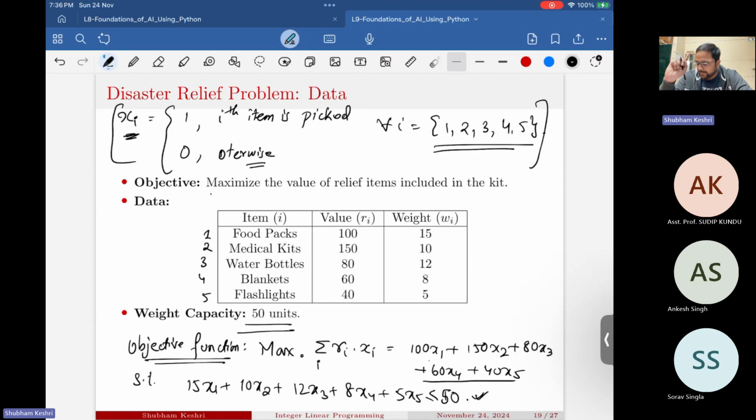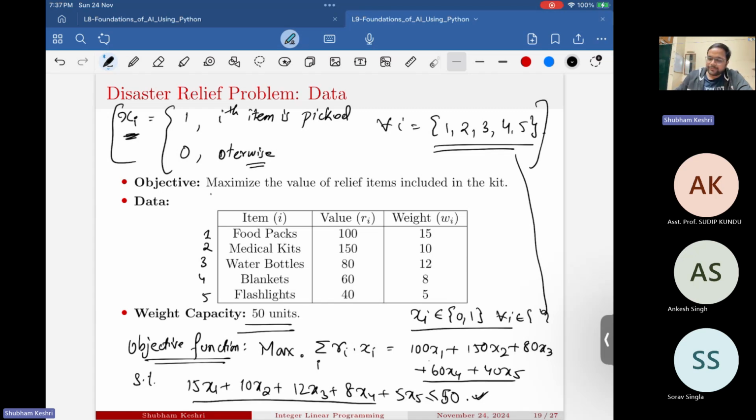And there is one more constraint which is actually important, but we have not written here. That is, xi will belong to 0 comma 1 for all i in this set. So this is also a constraint that each xi will be either 0 or 1. But this binary restriction is a general constraint, so we don't refer to it as a constraint for this problem. The knapsack problem has only one constraint, the capacity constraint. Okay, so this is how the formulation of this problem will be.